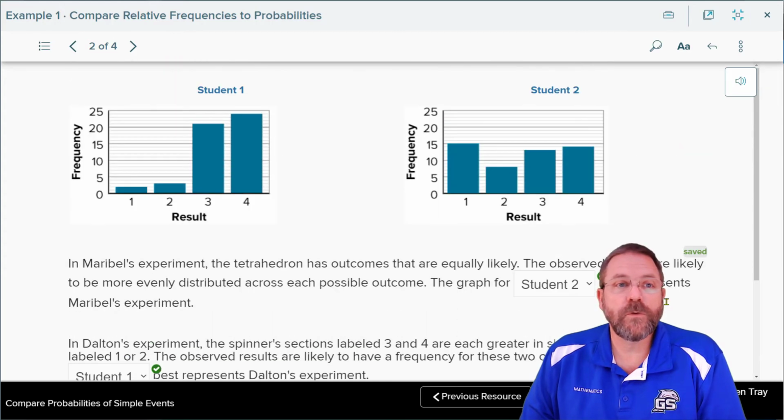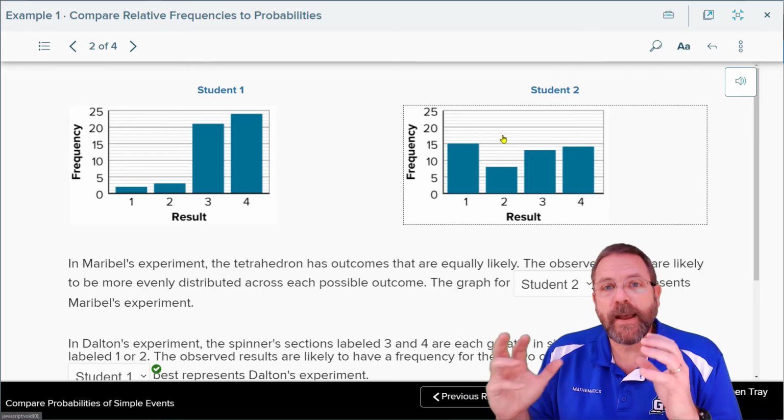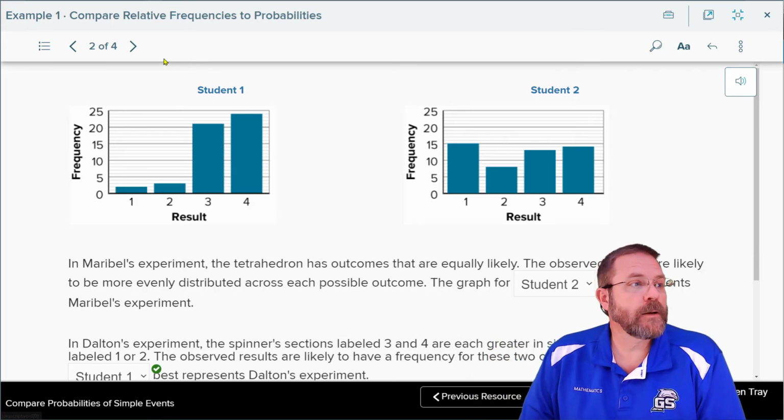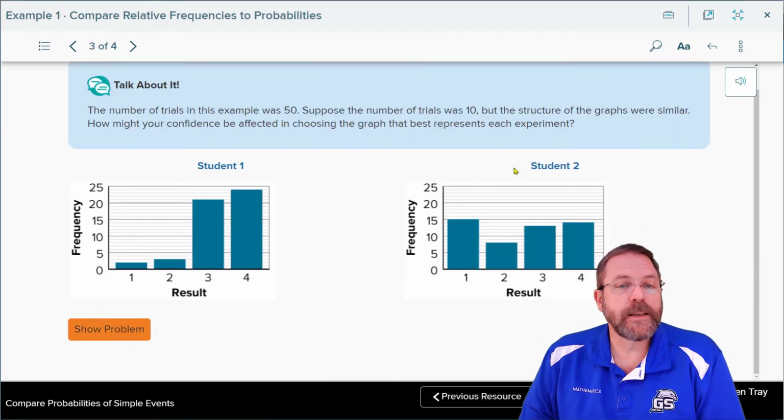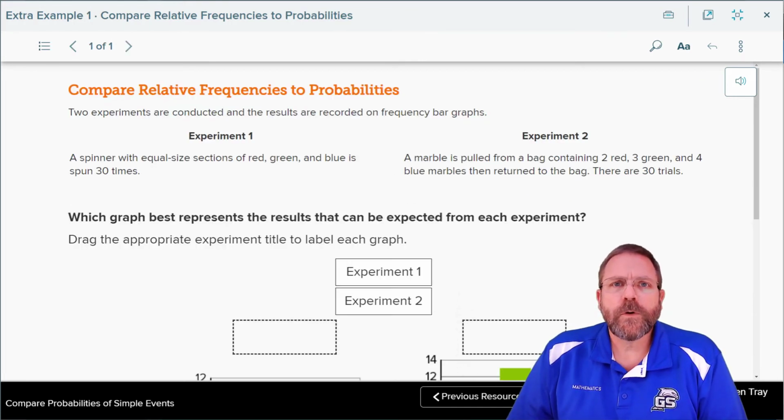That's all there is to doing it. You're looking at the data, paying attention to how the data is being collected, and picking out what is going to end up being your best answer. Now it's going to be your turn. Go ahead and pause the video and work extra example 1 on your own.